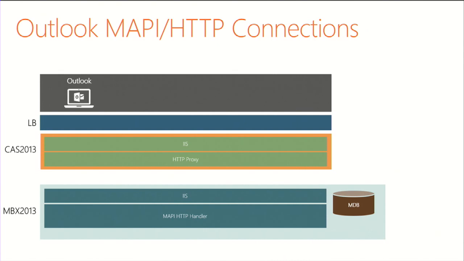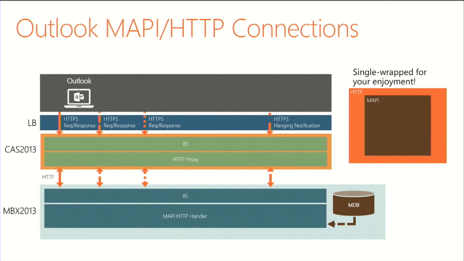So what does it look like from a connection standpoint? Well, first and foremost, we don't utilize long-lived connections anymore. So we have very short-lived connections that are requesting data and responding to those requests. We do maintain one long-lived connection for a hanging notification that tells the client that it needs to go talk to us. On the mailbox server role, you'll notice that the RPC client access service is no longer involved. No RPC. We're utilizing a new DLL, the HTTP MAPI handler DLL, that will take the MAPI data out of that HTTP session and go and query the store and access that data and render it as appropriately for the client. So another way to look at this is that we've removed a layer. We're now single wrapped for your enjoyment with MAPI HTTP.